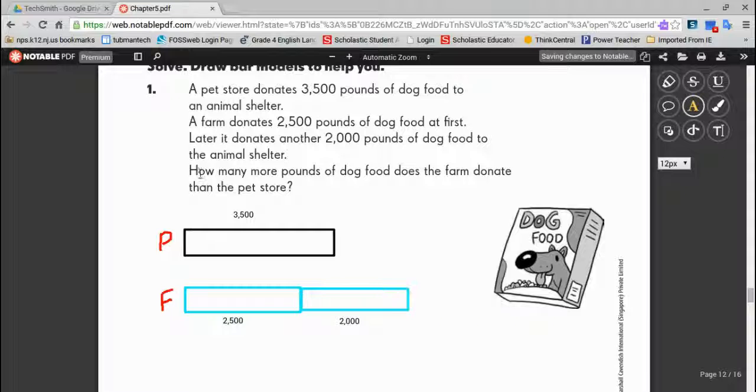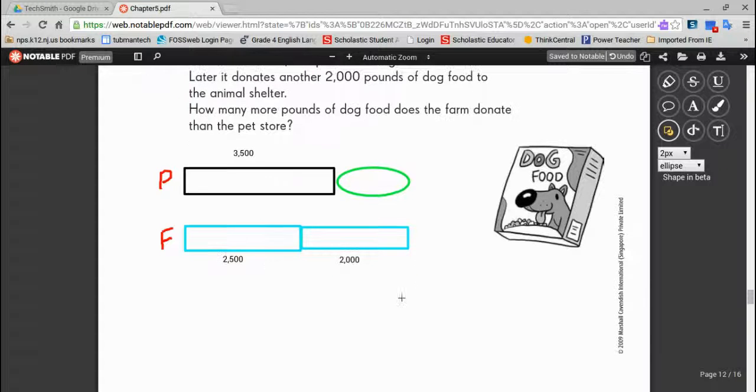Alright, and it says, how many more pounds of dog food does the farm donate than the pet store? So this is how much my farm donates. This is how much my pet store donates. I want to know how many more, which is a difference problem, and I want to put that in that empty circle right over here. Let's use a different color. So if I want to know how many more, that is a difference problem. I want to know the difference between the pet store and the farm.